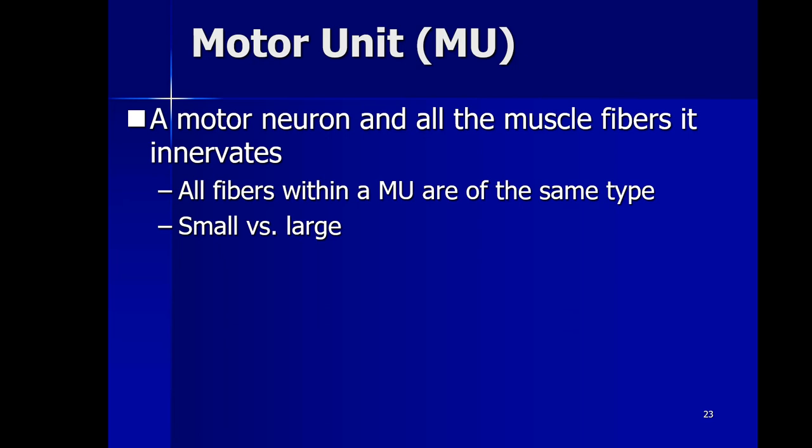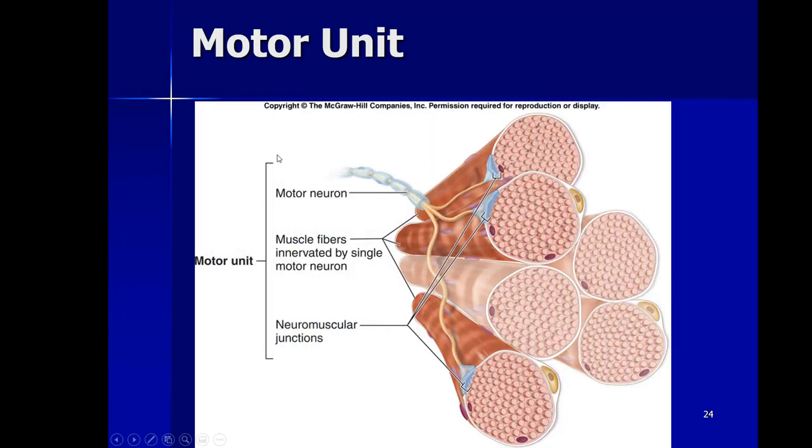All right, another term, motor unit. A motor unit is defined as a motor neuron and all of the fibers it innervates. So let me show you a picture. So this is one motor neuron. You can see it branches. The axon of this motor neuron branches. And in this case, it's going to 3 muscle fibers. So this would be one motor unit. It's one motor neuron and all the muscle fibers that it's innervating or making contact with.